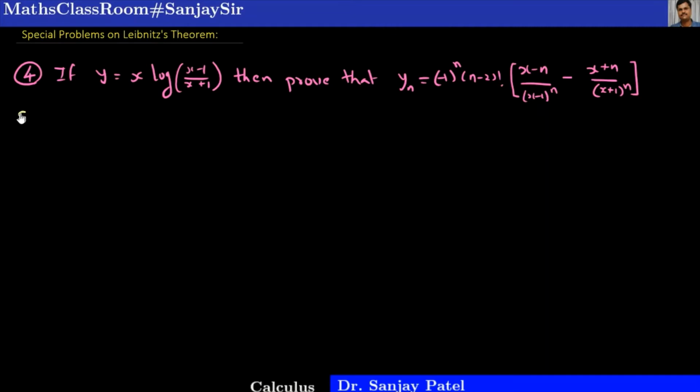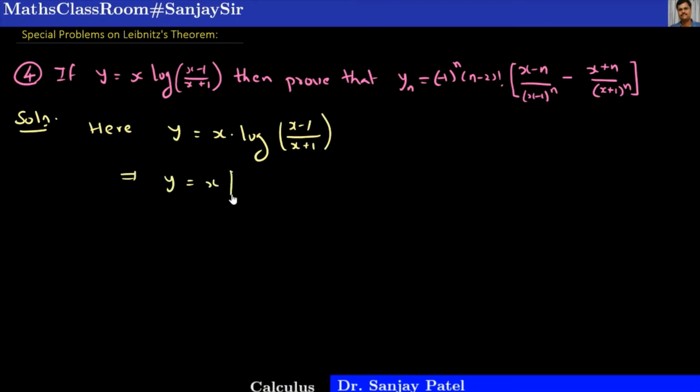So here we have the function y is equal to x into log of (x minus 1) upon (x plus 1). Let us simplify this first. Log of a upon b is equal to log a minus log b. So I will write it as log of (x minus 1) minus log of (x plus 1).